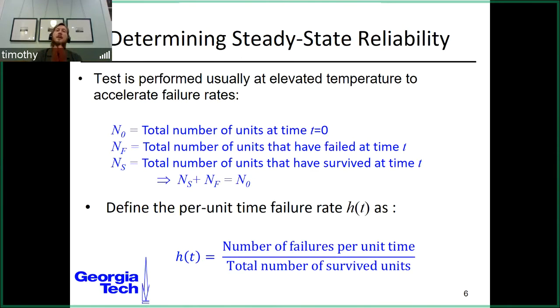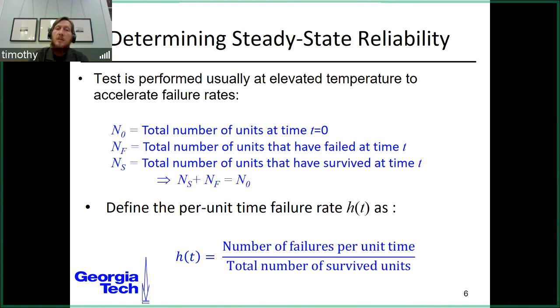So in that steady state region, that flat region of the bathtub curve, they can do testing to look at what happens at an elevated temperature to accelerate the failure rates. So we have the total number of units at time t equal to 0, the total number of units that have failed at some time t, and then the total number of units that have survived. Obviously, there's a relation between these: the surviving units plus the failing units equals the total number. So we're going to define a per unit time failure rate, H of t.